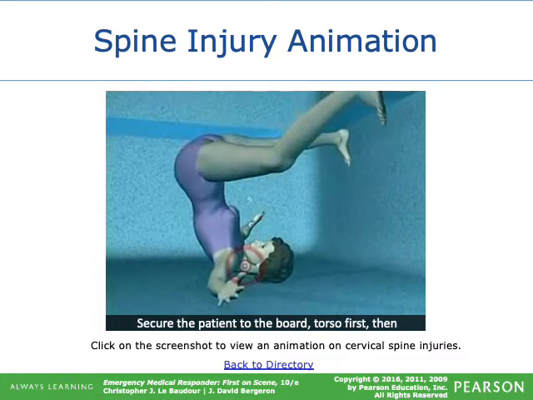Secure the patient to the board, torso first, then legs above and below the knee. Pad and immobilize the patient's head. Reassess the patient's distal pulse, motor function, and sensation, PMS.